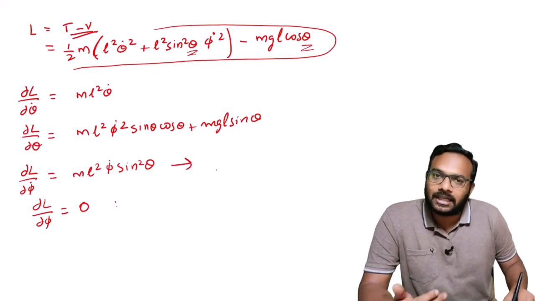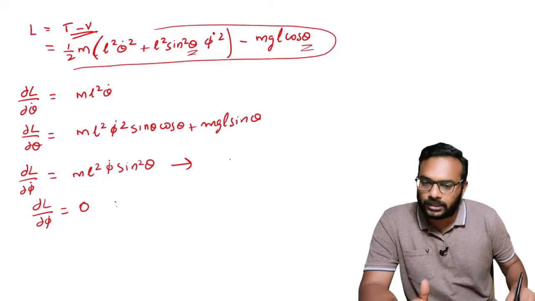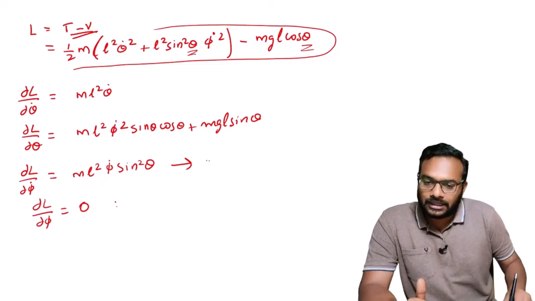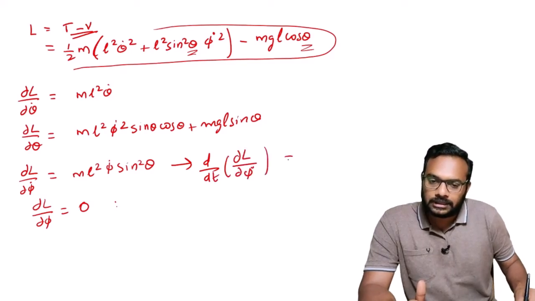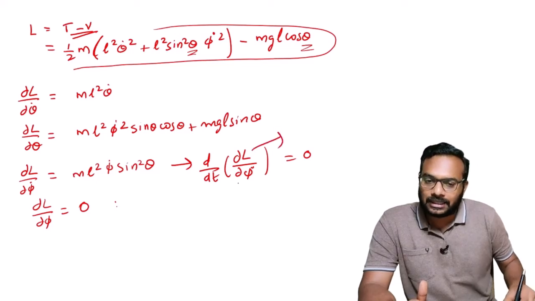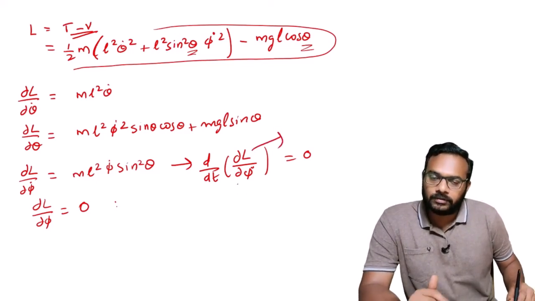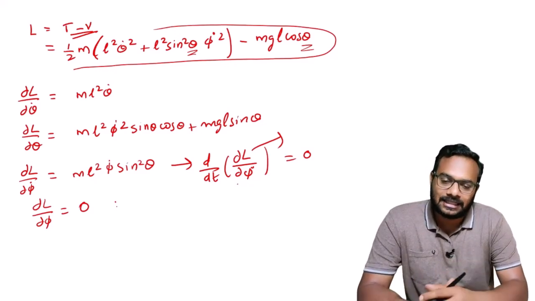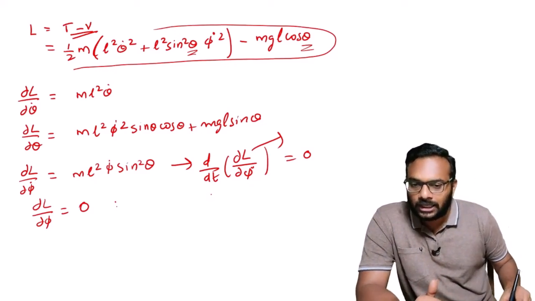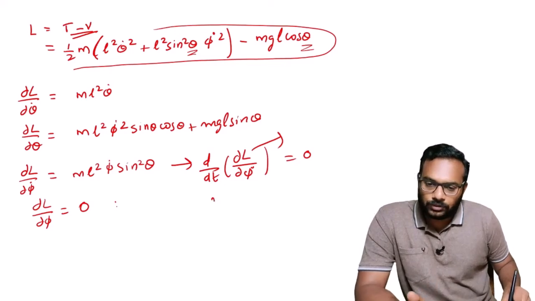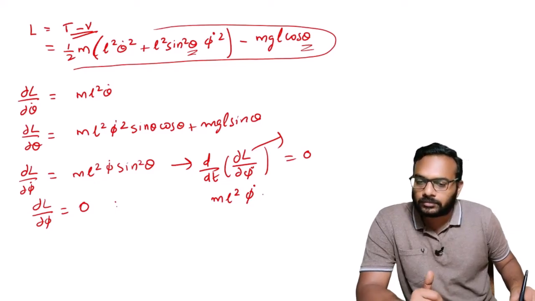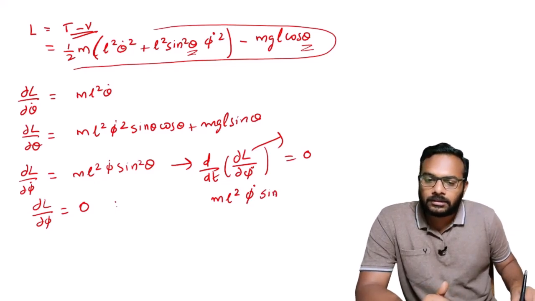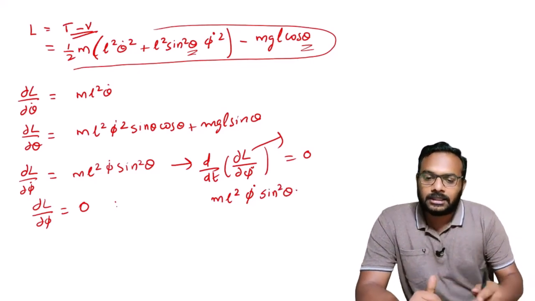We were asked to identify a conserved quantity, the conserved angular momentum. The equation corresponding to this is d/dt of ∂L/∂φ dot is equal to 0. So there is a conserved quantity ∂L/∂φ dot. When you say a quantity is conserved, it means that it does not change with time, so the time derivative is 0. The conserved angular momentum we were asked to find is ml² φ dot sin² θ, or ml² sin² θ φ dot.